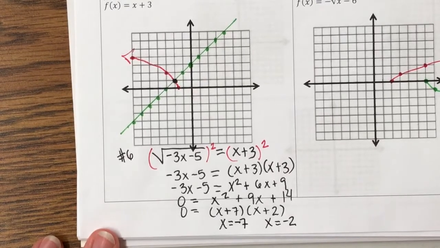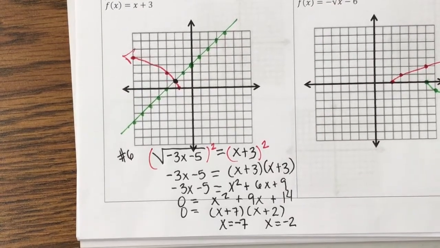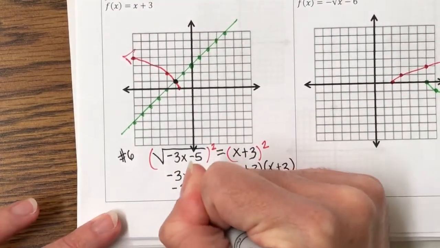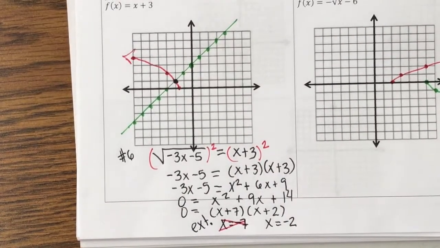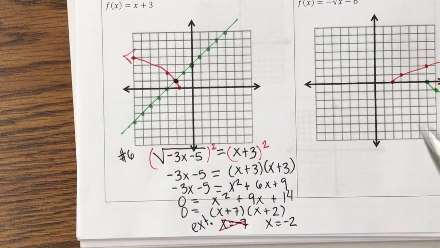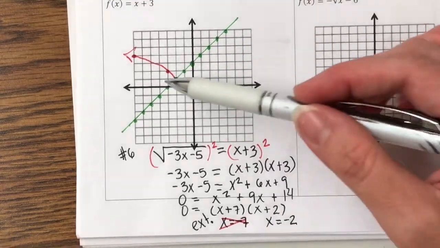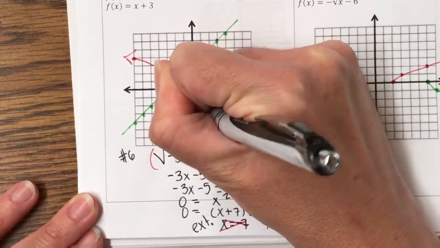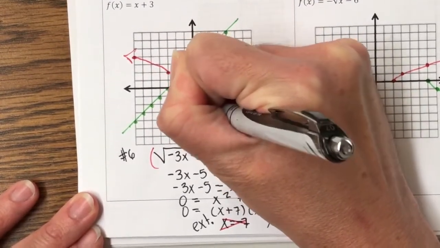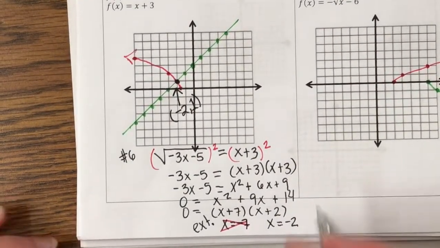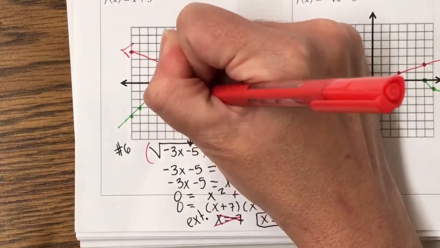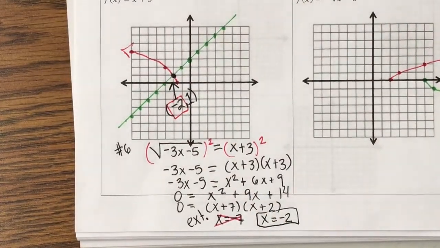Well, when you went back and plugged in, hopefully you saw that negative 7 did not work. Negative 7 is extraneous. Well, take a look at the picture and see why. Notice whenever you graph these two functions, this line and this square root function meet at the point negative 2, 1. So that is why only negative 2 works. Only negative 2 is a solution. So they share a negative 2 for an x value. Again, the line and the square root just cross at one place.